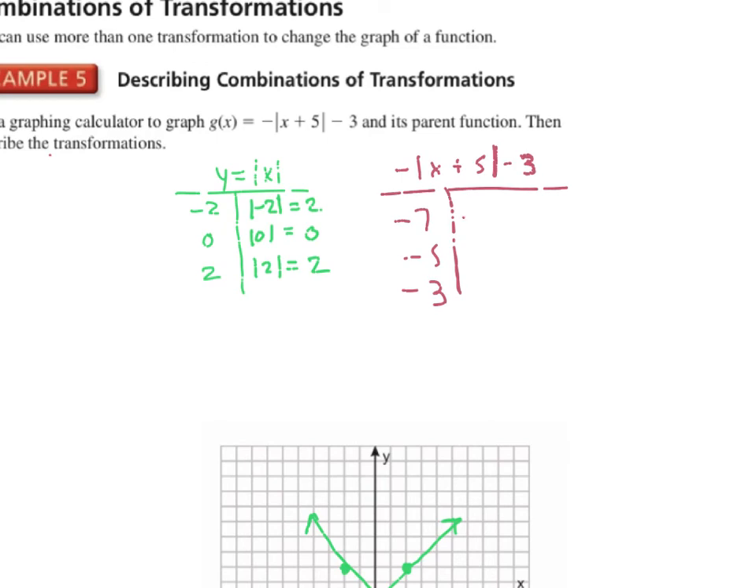What do we do first here? Negative 7 plus 5. What's negative 7 plus 5? Negative 2. So what's the absolute value of negative 2? 2. And what's 2 times negative? Negative 2. And then what's negative 2 minus 3? Negative 5. So when we plug in negative 7, we get negative 5. So we're going to go to the left 7 and then down 5. So that's our first point on the graph.